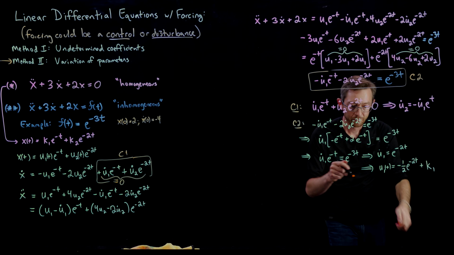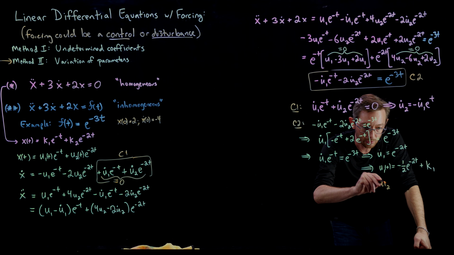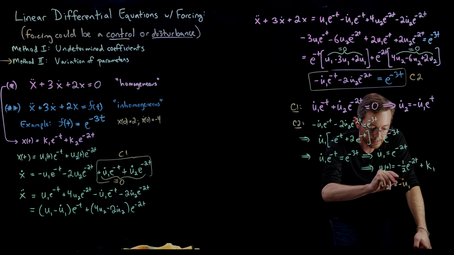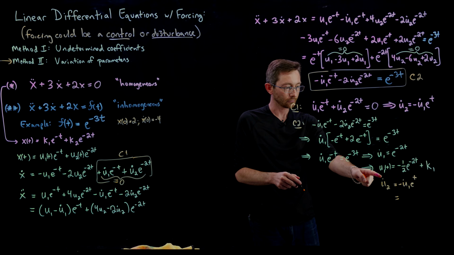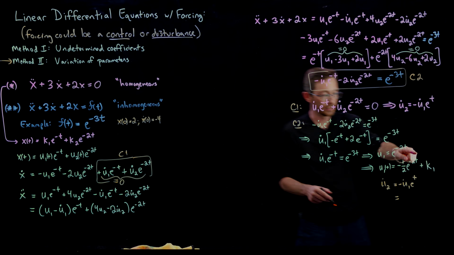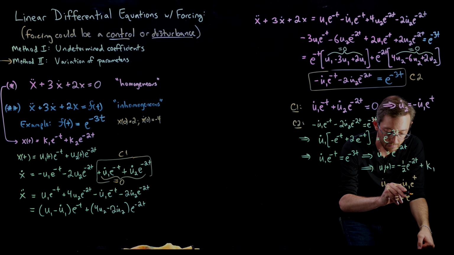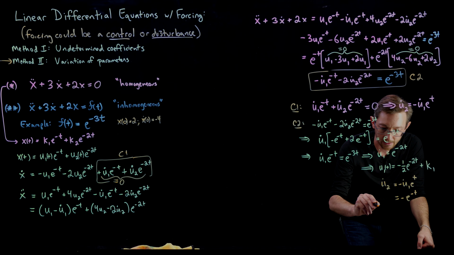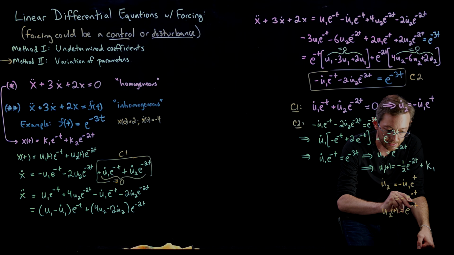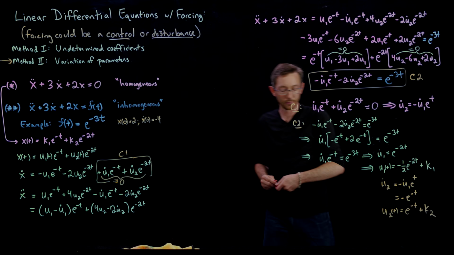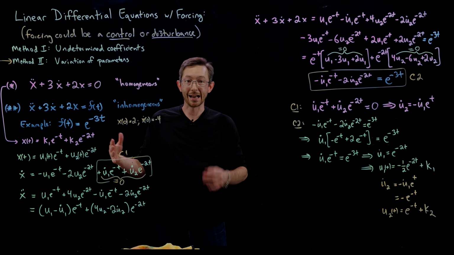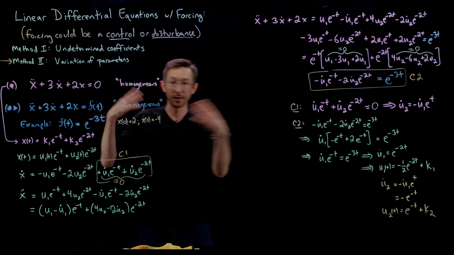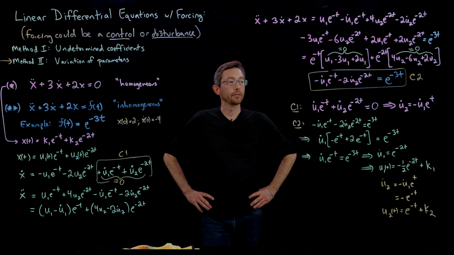Maybe I'll do this in orange. And so similarly, u2 dot equals minus u1 dot e to the plus t. So that equals, u1 dot was e to the minus 2t. So this is going to be minus e to the minus t, which implies that u2 of t equals e to the minus t plus another constant, constant 2. Okay? And so now we have u1 and u2. And all we have to do, the last step, is we just literally plug them into this expression, and we're done.